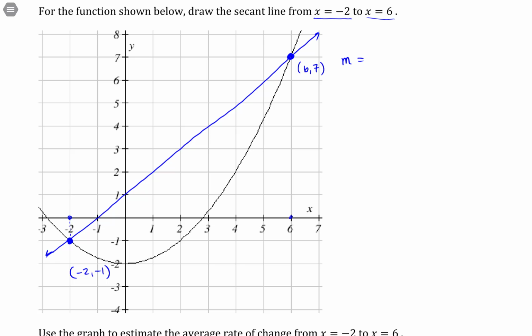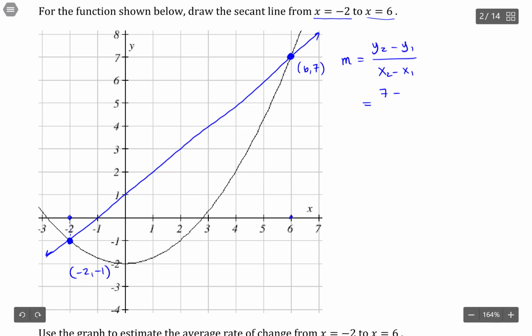So slope is defined as y2 minus y1 over x2 minus x1. So in this case, I'll say this is point 2 and this is point 1. Doesn't matter which one's which, just pick one and stay consistent. So y2 is 7, and y1 is -1. So 7 minus -1 in the numerator over x2 minus x1.